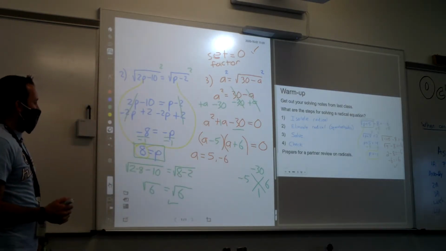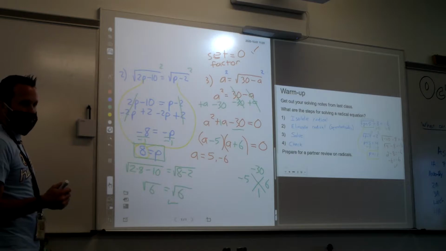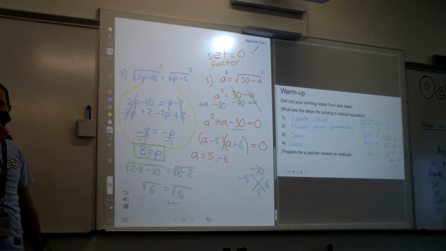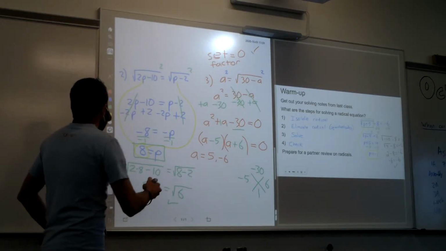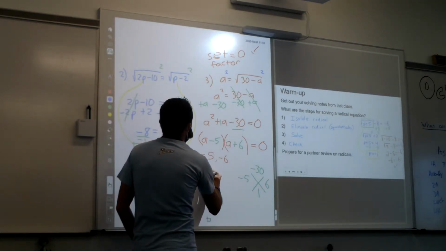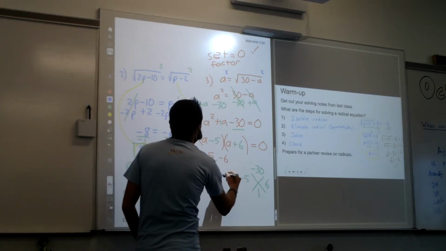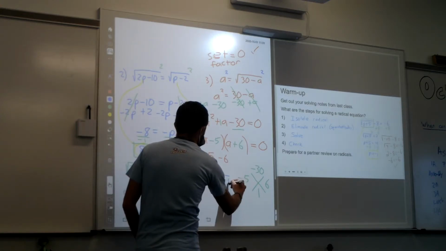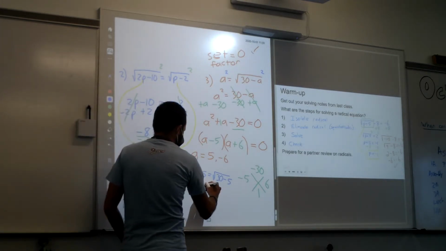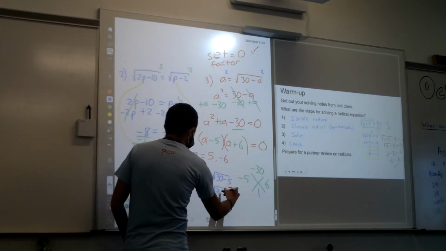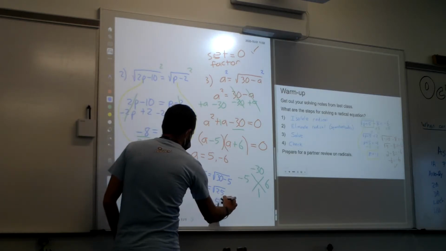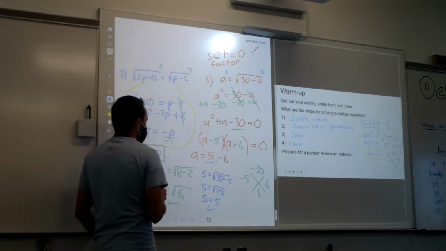How do we check if those work or if they don't? You put them both in there. We're going to plug them in, one at a time, and hope for a true statement. Let's start with 5. So I'm going to get that 5 is equal to the square root of 30 minus 5. This is checking 5. The square root of 30 minus 5 is the square root of 25. What's the square root of 25? 5. Did that work? It did. 5 is equal to 5, so this one is good to go.